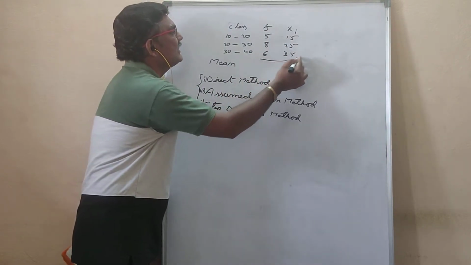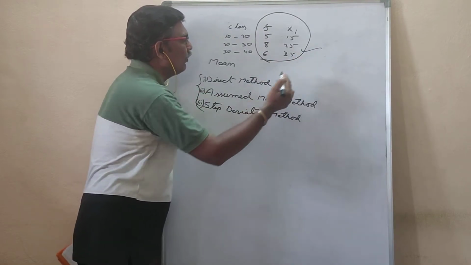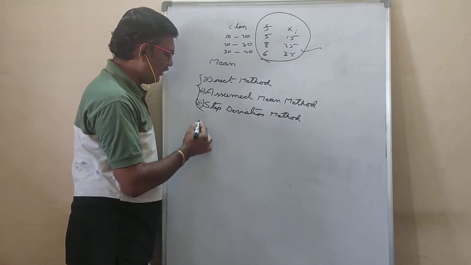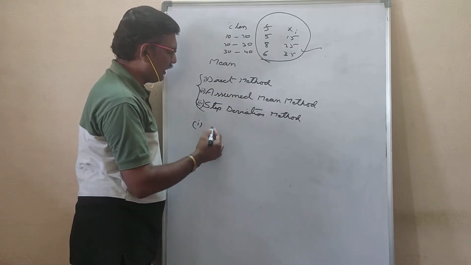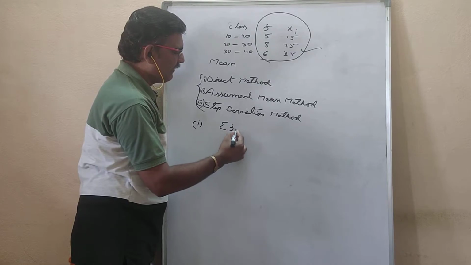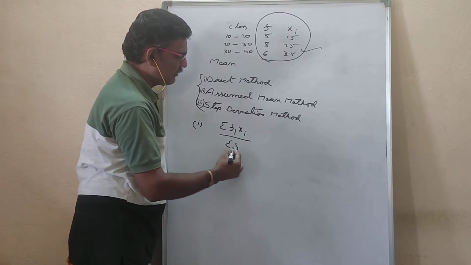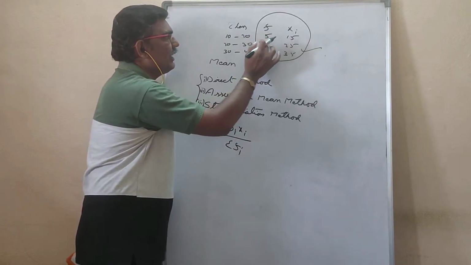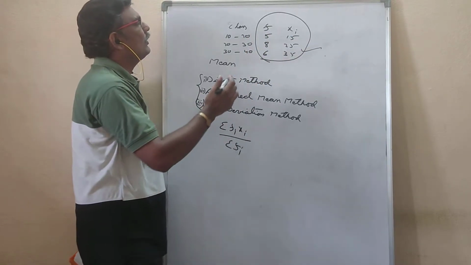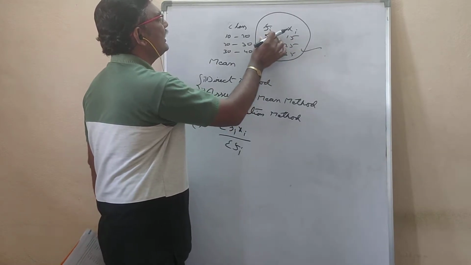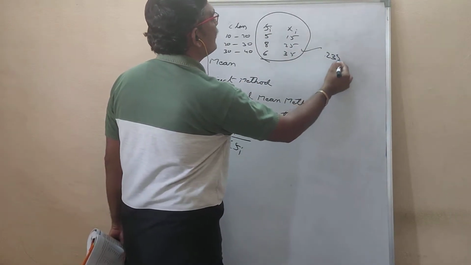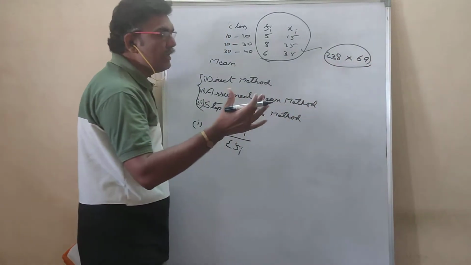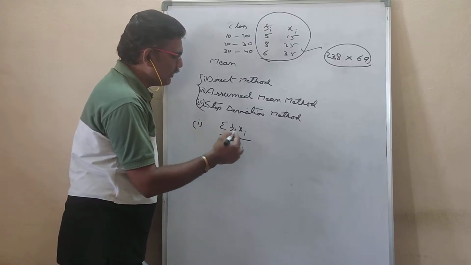So by seeing these values, we have to know which method should be applied, because direct method formula, the first method formula is sigma fi xi by sigma fi. So here what you have to do is fi and xi have to multiply. So in fi and xi, if you are seeing numbers like 238 into 69, so some big numbers will come. We should not do in this direct method.